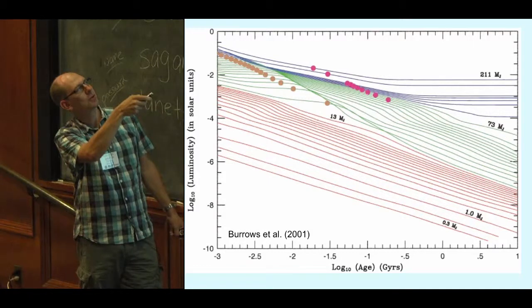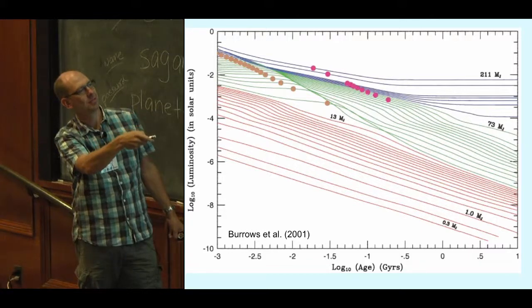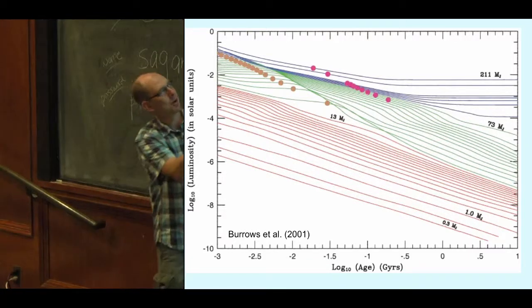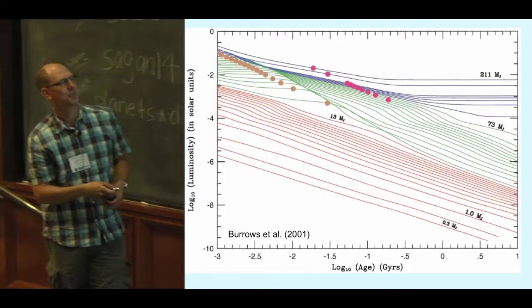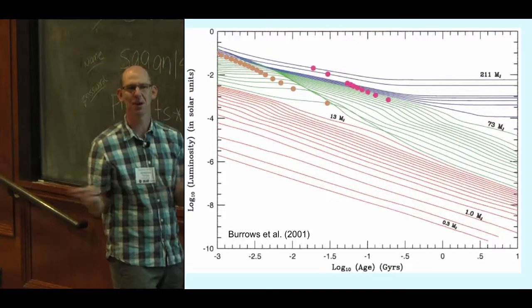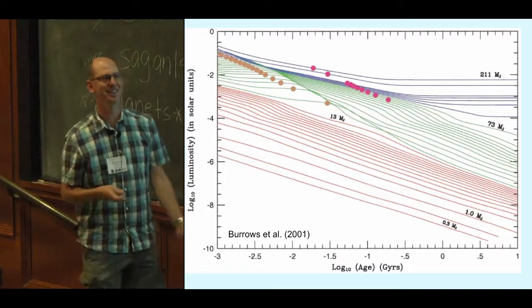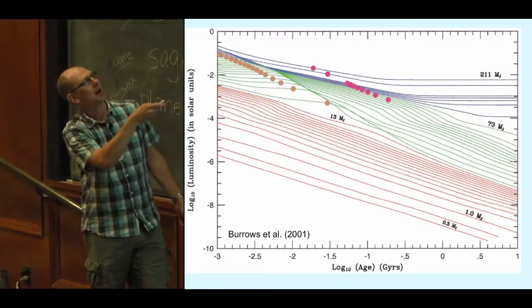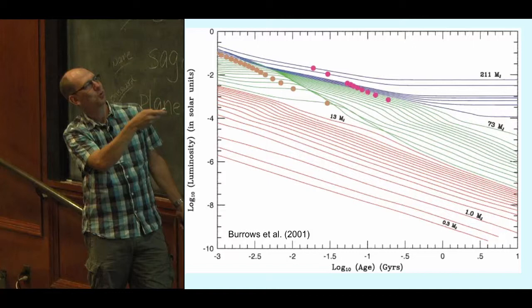It props up the cooling curves for a while until that gets burned away, and then these things just cool off over time. Below about 13 Jupiter masses, these are things that we might call planets. If you like a 13 Jupiter mass definition for a planet or a brown dwarf, I do not, but that's fine. These are objects that form warm, of course, and then cool off over time.